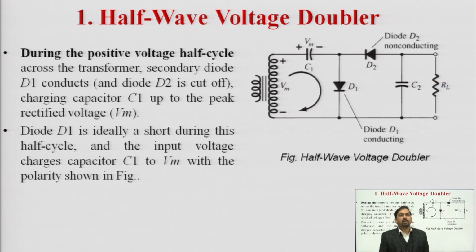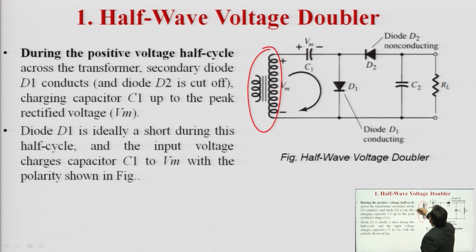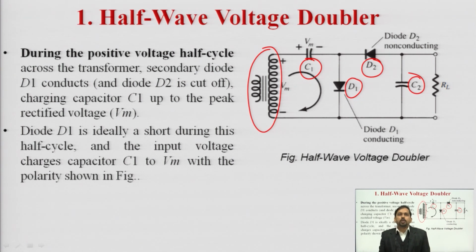First of all we will have the half wave voltage doubler circuit. Here we have this transformer, 2 capacitors C1 and C2, and 2 diodes D1 and D2. Our aim is first to charge these capacitors. Once the capacitors charge to the maximum value of the input signal, they will store this voltage, and they will provide voltage to the load.